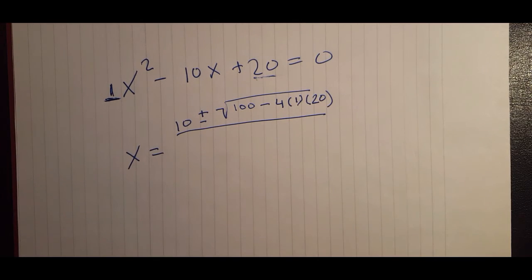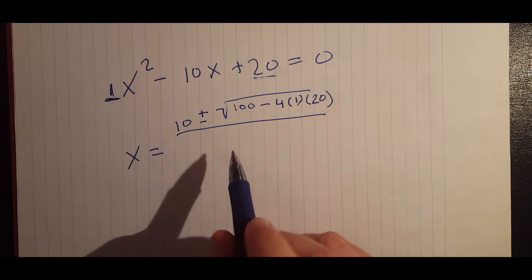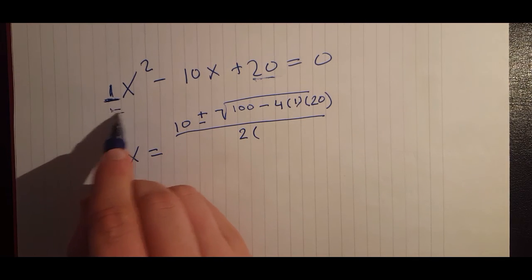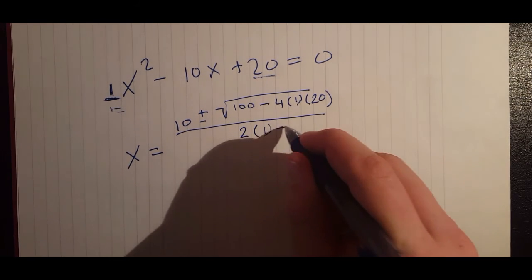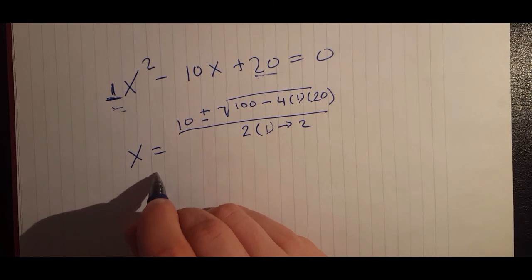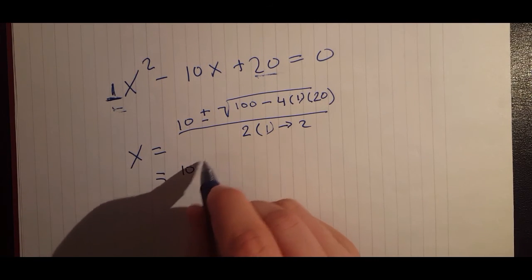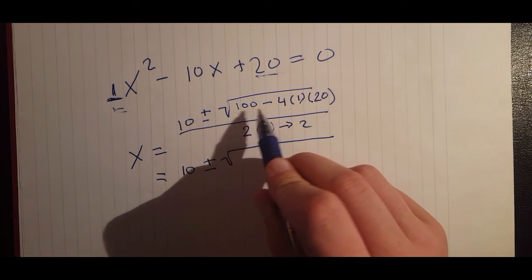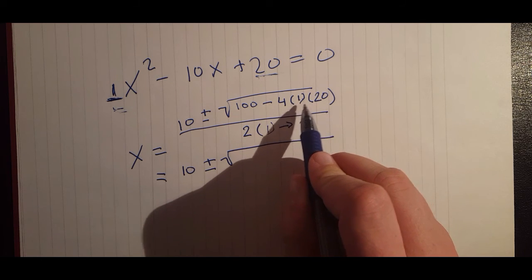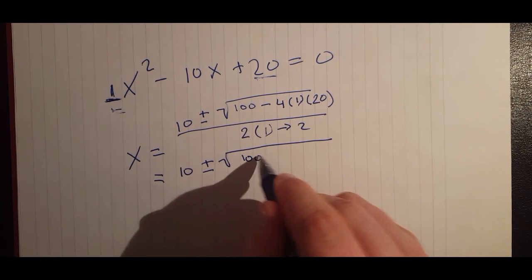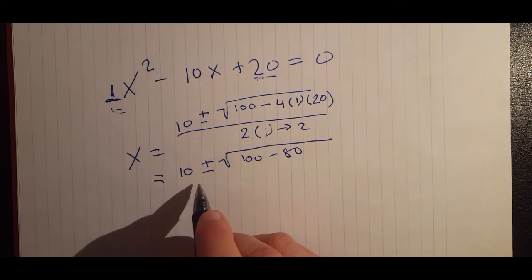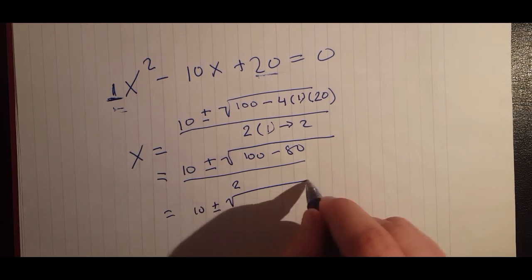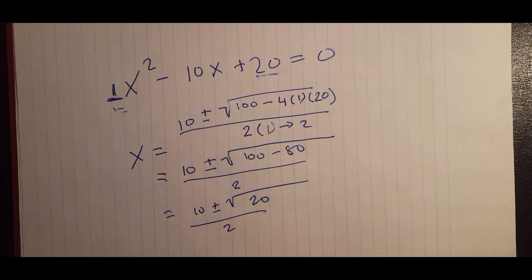So we'll put 20 in there. Feel free to follow along with your own pen and paper. And then we have 2a down here, which is just 2 times the 1 up here. So 2 times 1, which equals 2. So what we have right now is 10 plus or minus the square root of 100 minus 4 times 1 times 20, which equals 100 minus 80, over 2, which equals 10 plus or minus the square root of 20 over 2.